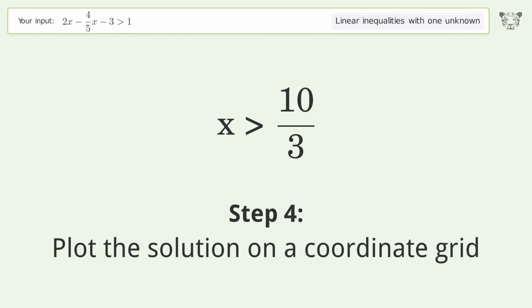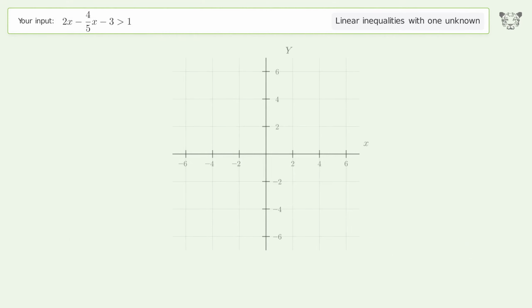Plot the solution on a coordinate grid. And so the final result is x greater than 10 over 3 greater than 31 over 3.